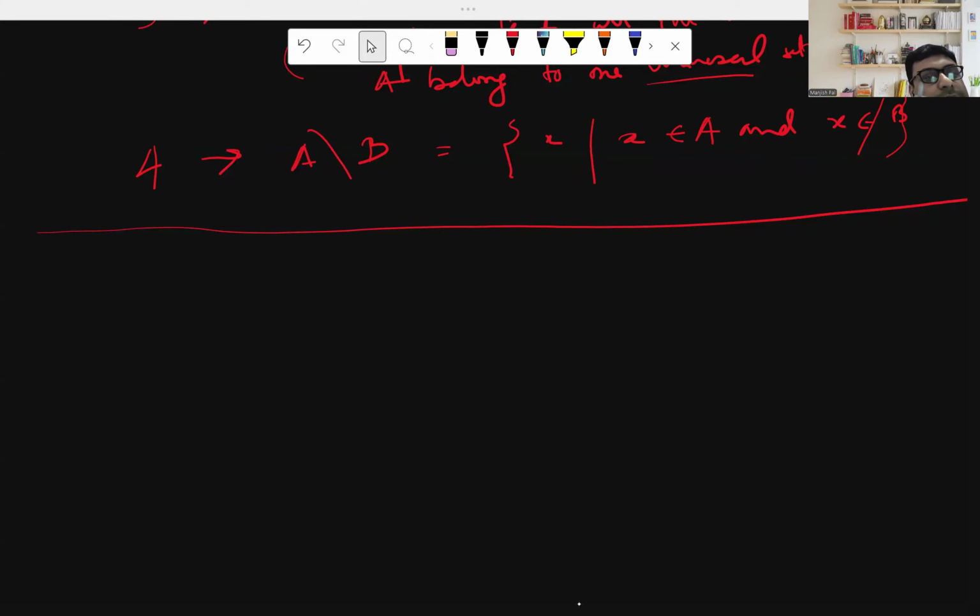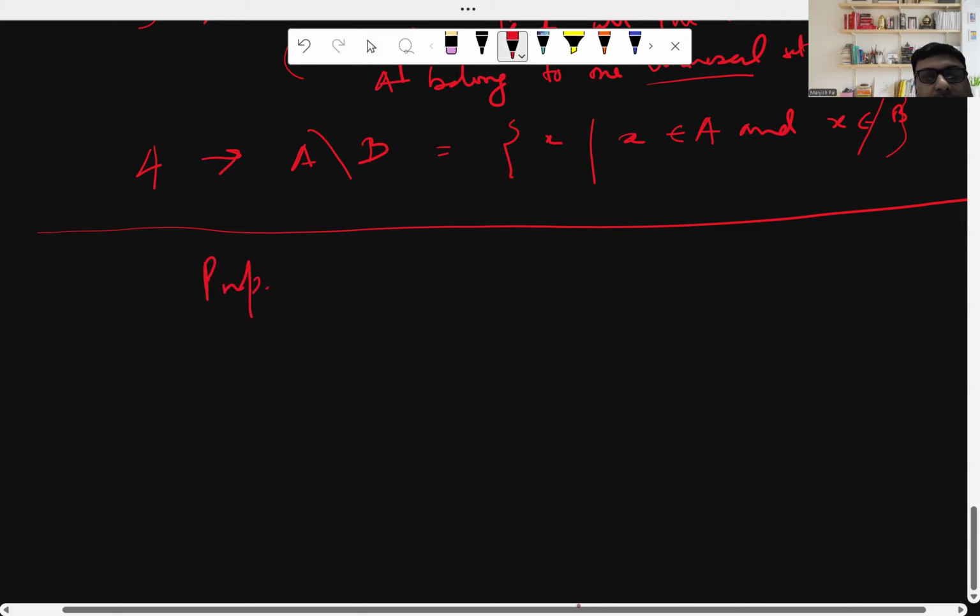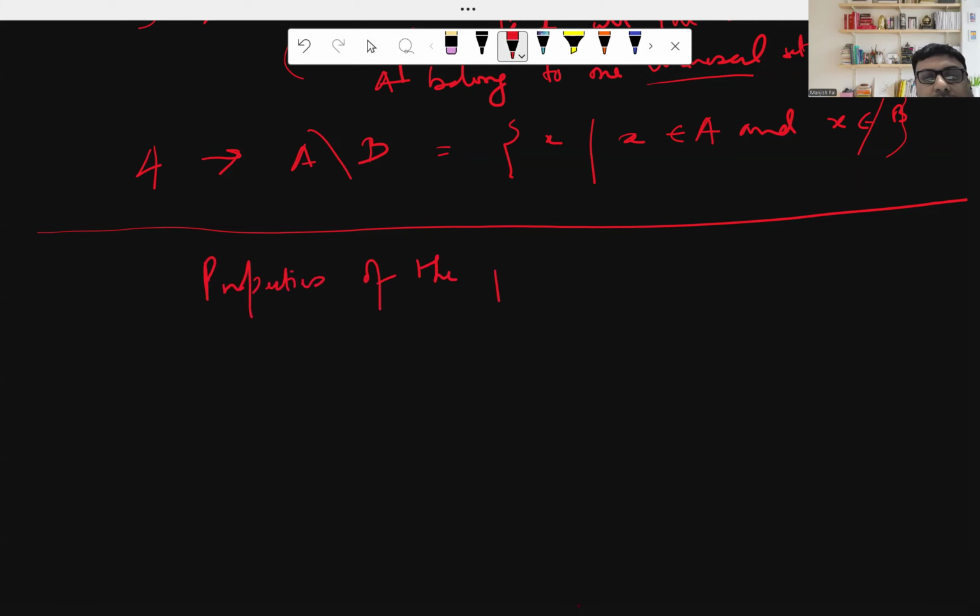So in the last class, we had looked into some properties of sets and some operations that we can perform on sets. So in this class, we will look into in more details the properties of the operation on sets.